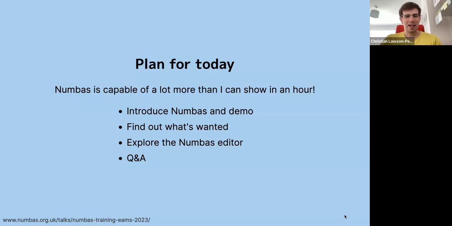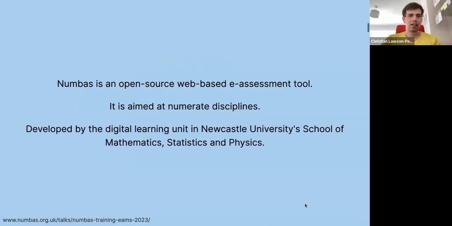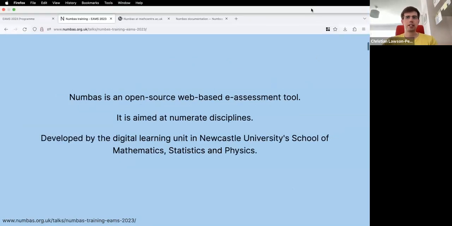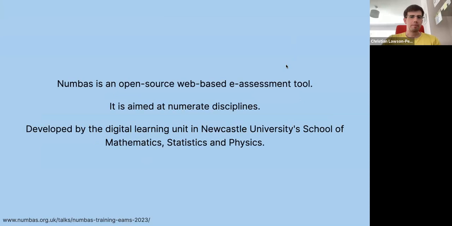You can ask a question at any point during the session, and I'm happy to interrupt what I'm doing and talk about it. Okay, so Numbas is an open source web-based e-assessment system. It's aimed at numerate disciplines. I work in a maths department. The reason it exists is for maths exams, but it's used for all sorts of other subjects. So we just say it's aimed at numerate disciplines. I'm part of the digital learning unit in Newcastle University's School of Maths, Stats and Physics, and my job basically is to develop Numbas.